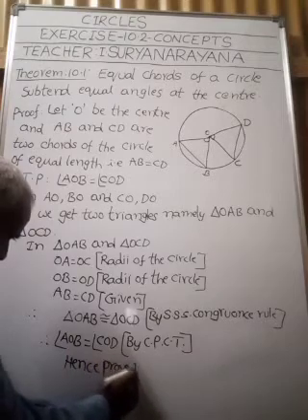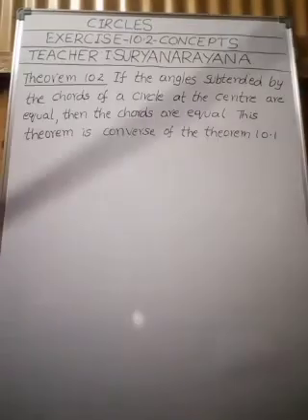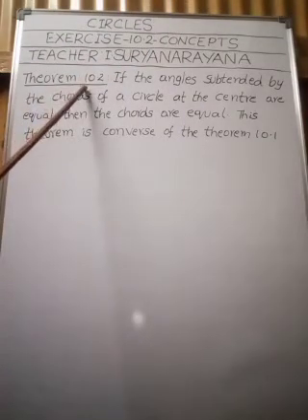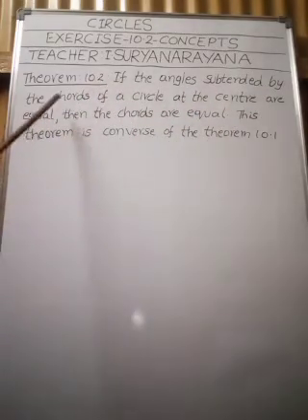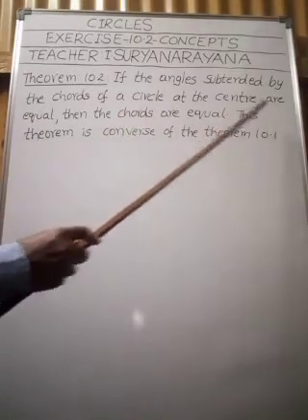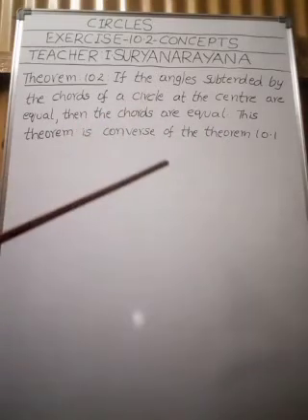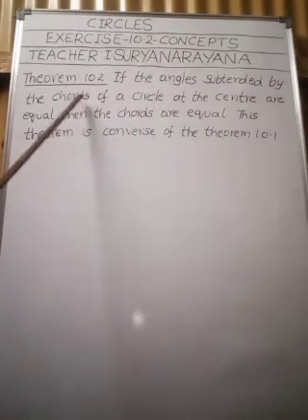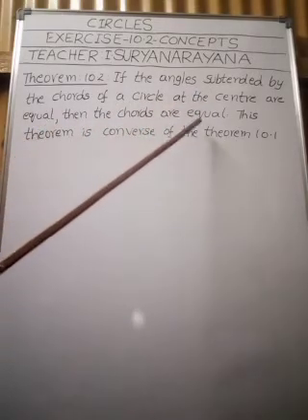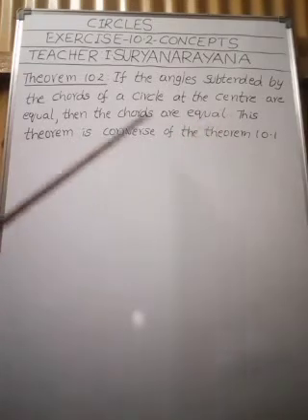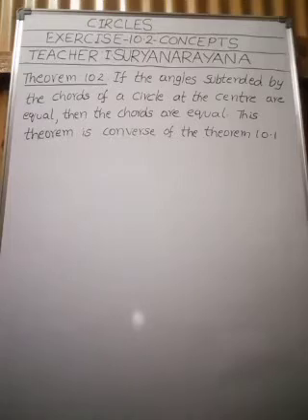Is it clear, my dear children? Right. Now come to the next theorem 10.2. Theorem 10.2. If the angles subtended by the chords of a circle at the center are equal, then the chords are equal. Understood this point, my children? If the angles are equal, then the two chords are said to be equal. This theorem is the converse of theorem 10.1. Understood, my dear children? Right.